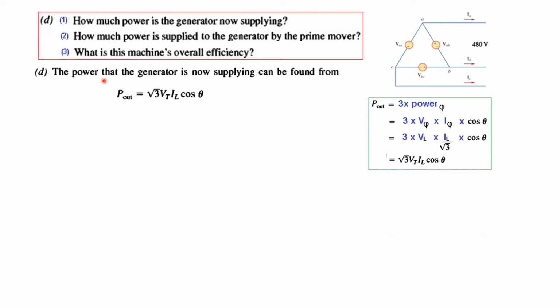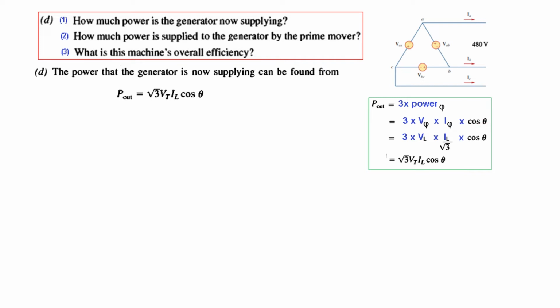Now the power that the generator is now supplying can be found from this formula. It is difficult to remember this formula, so let me tell you an easy trick. We know that the total power out is 3 times the power per phase. There are 3 phases, so multiplied by 3. And power per phase will be V phase into I phase into power factor or cos theta.